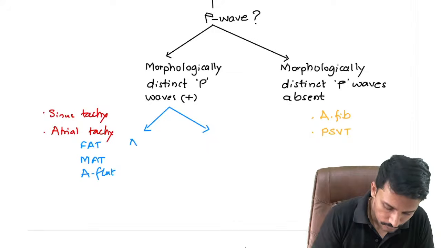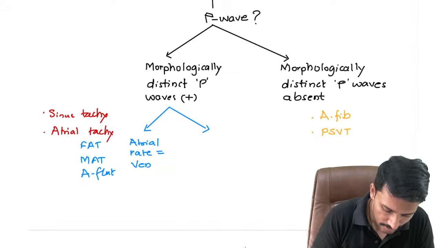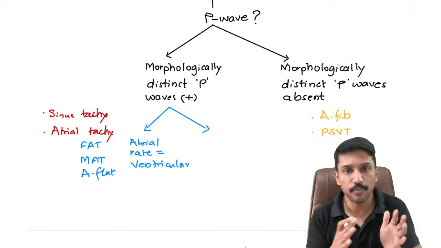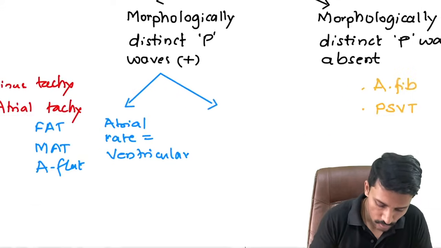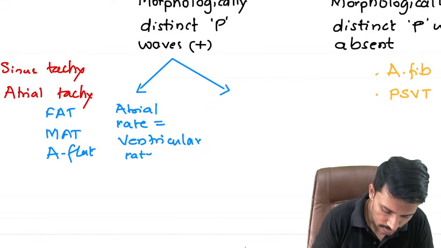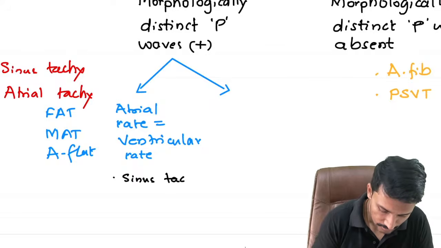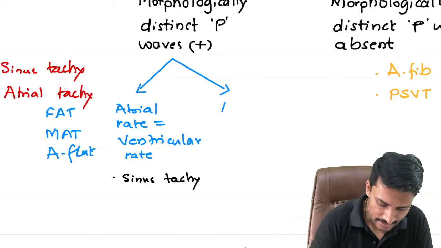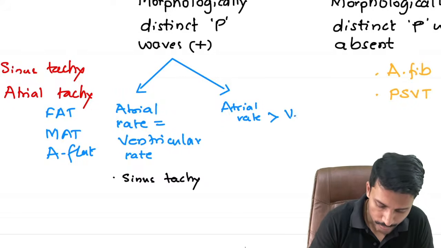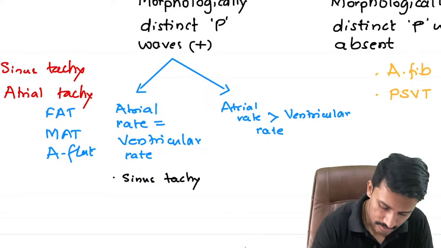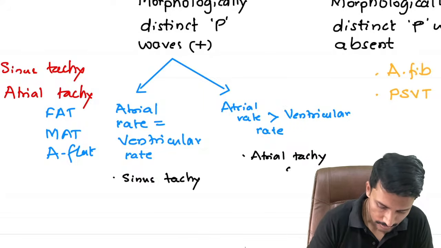So if the atrial rate is equal to the ventricular rate, which is nothing but the number of P waves being equal to the number of QRS complexes, then the possibility is sinus tachycardia. But if the atrial rate is higher than the ventricular rate, then it is suggestive of atrial tachycardia.